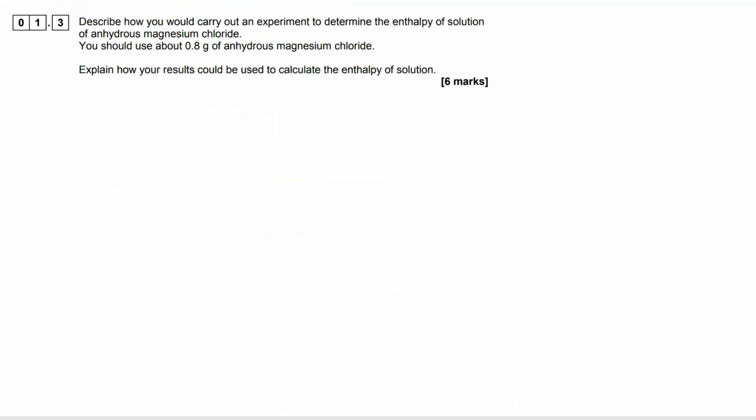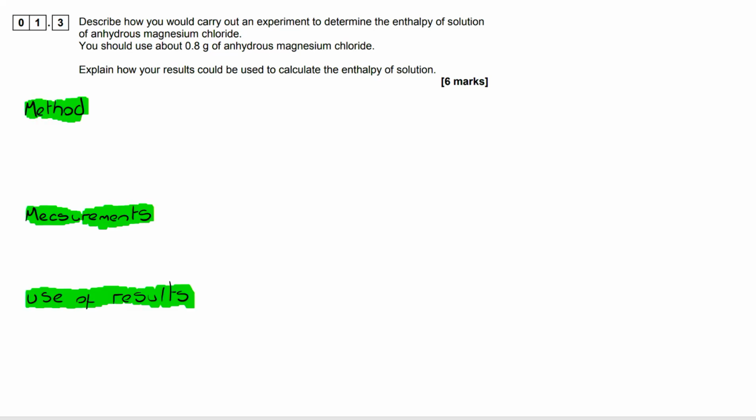So a 6 marker, and a 6 marker based on a required practical. So you need to be on top of your understanding of process and procedure for how we actually carry these things out. So you have got to describe how you would carry out an experiment to determine the enthalpy of solution of anhydrous magnesium chloride. And it's telling you to use around 0.8 grams. How are you going to use your results to calculate the enthalpy of solution? Well, there's three components to this. There's the method, there's the measurements you'd take, and there's how you would use the results. And we're going to go through each of these in turn.